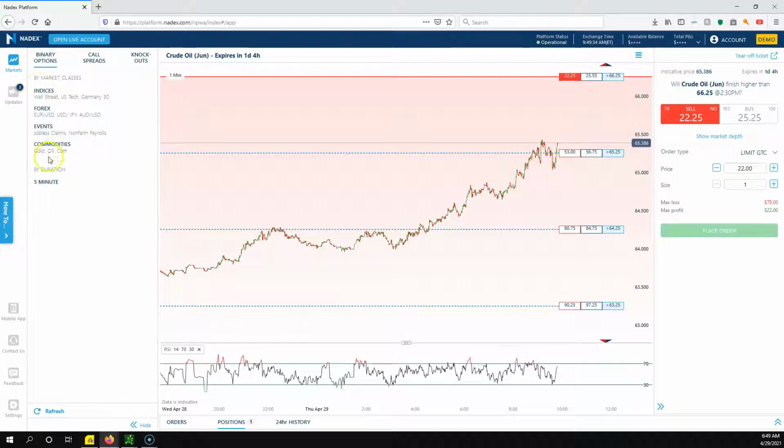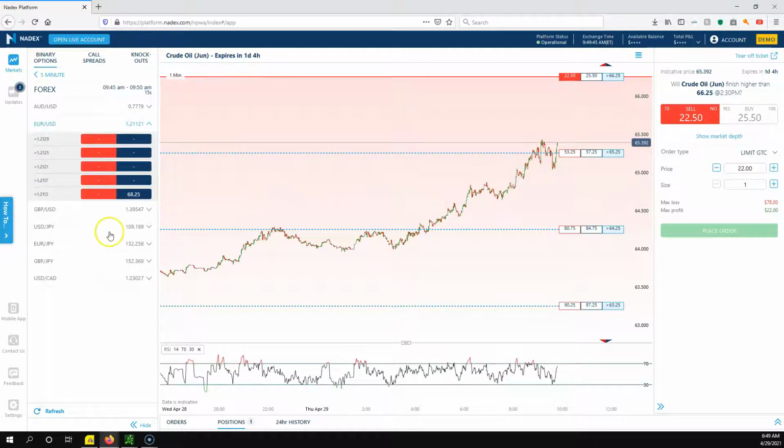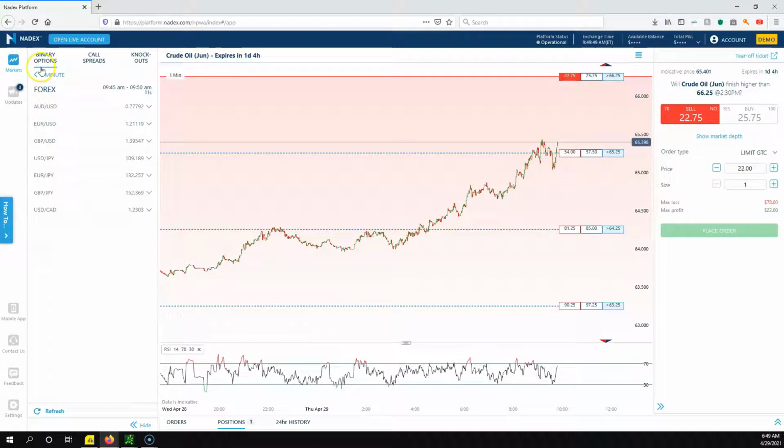So going back, we also have 5-minute binary options, right? Which for Forex. So you could say, hey, I want to trade these options for the next 5 minutes, right? Either get long, get short, and they're valid for 5 minutes. So that's another kind of way to trade these.